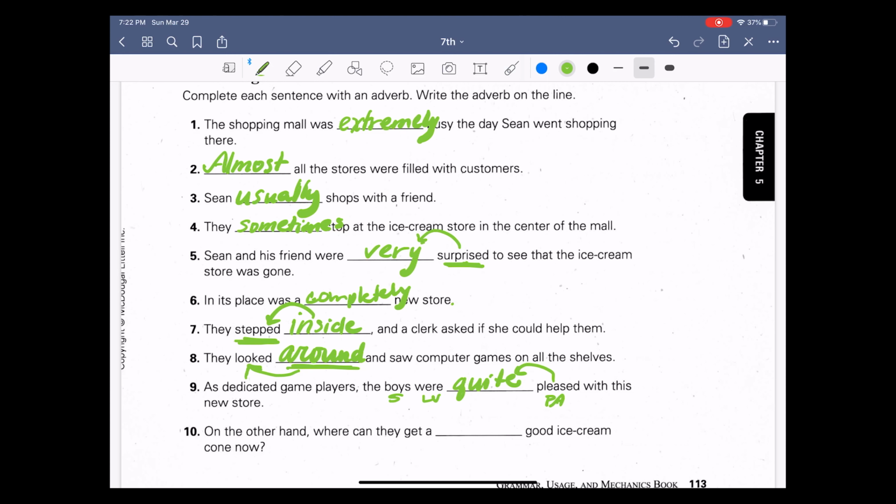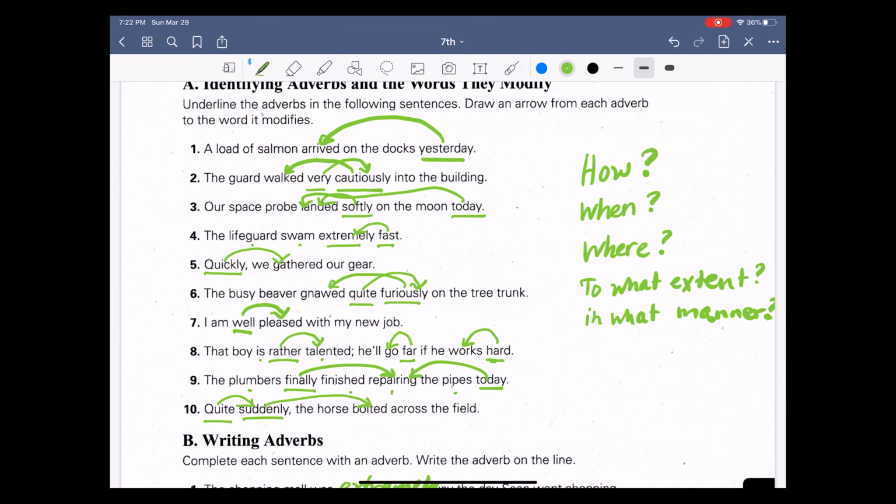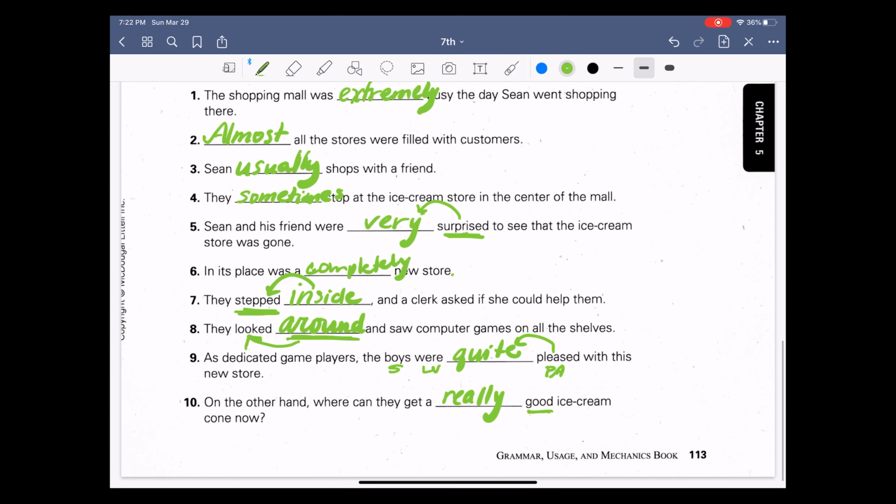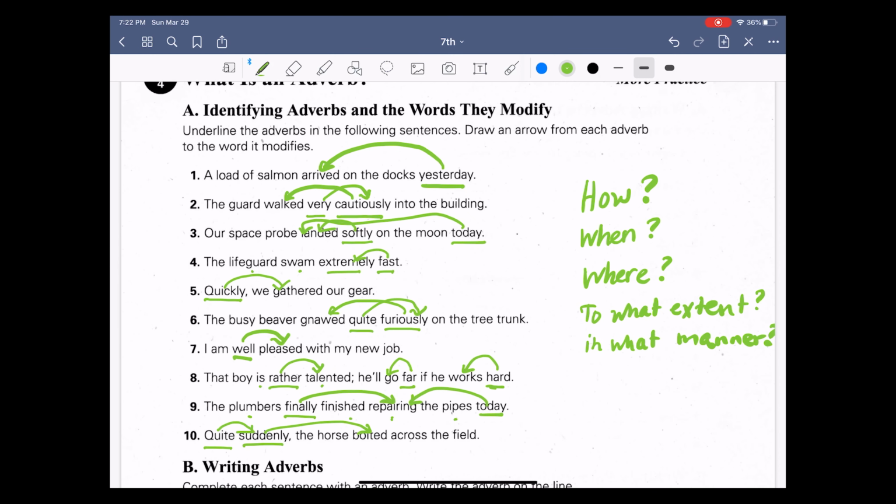Number 10, on the other hand, where can they get a really good ice cream cone now? Okay, and really is telling you how good, to what extent of goodness is this ice cream. So remember, as a reminder, how, when, where, to what extent, and in what manner, our adverbs answer those questions for sentences.